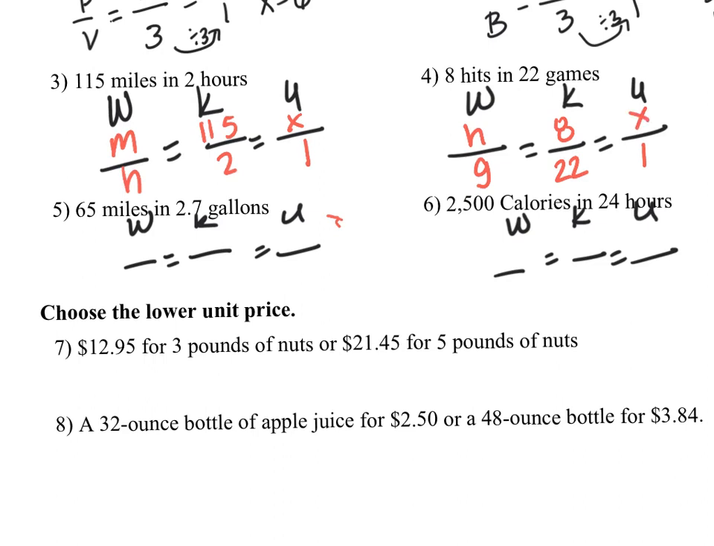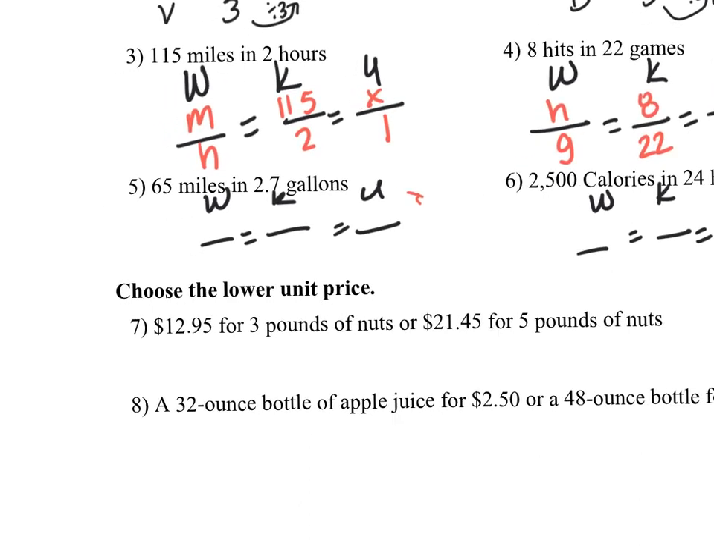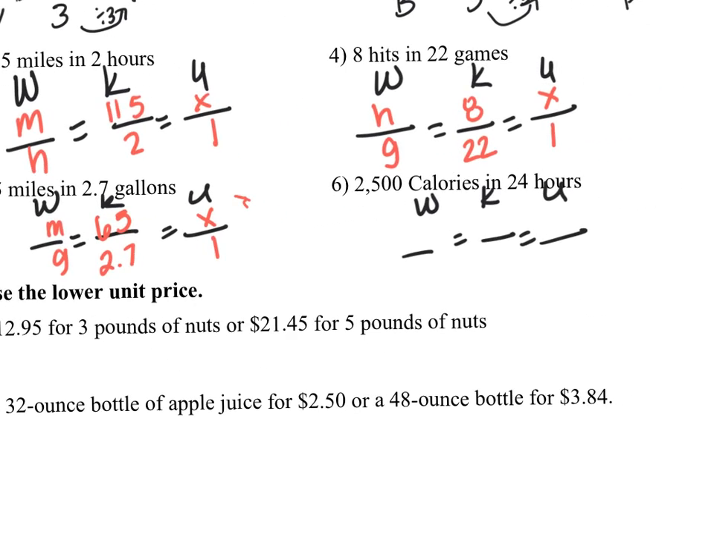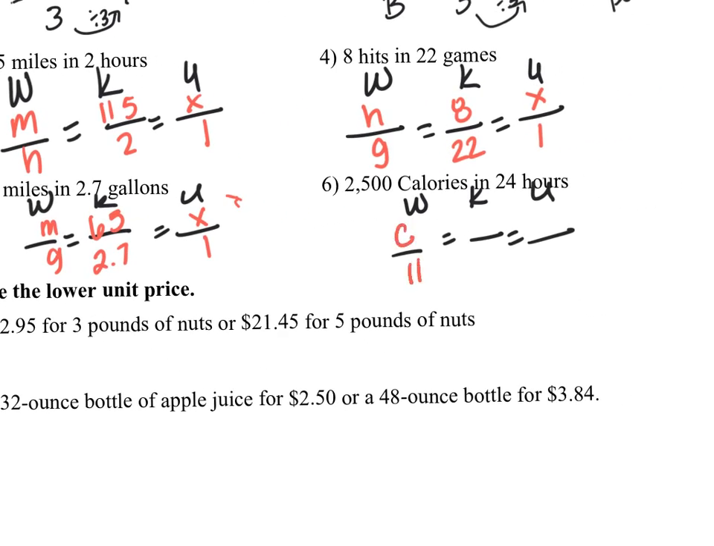And then number 5 is going to be miles per gallon. 65 miles in 2.7 gallons. How much in 1 gallon? Our last one on number 6, we're going to say calories per hour. So 2,500 calories in 24 hours. How much in 1 hour? Okay, so it's about 100 calories an hour. So we don't really need to solve those. I just wanted you to get a good idea about how you're setting them up.